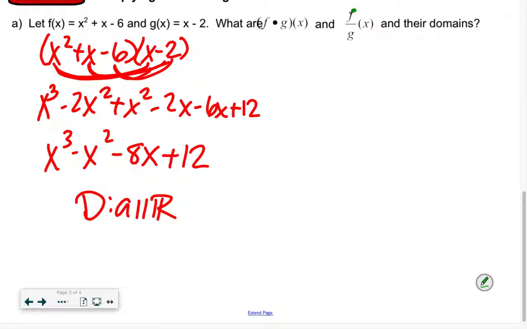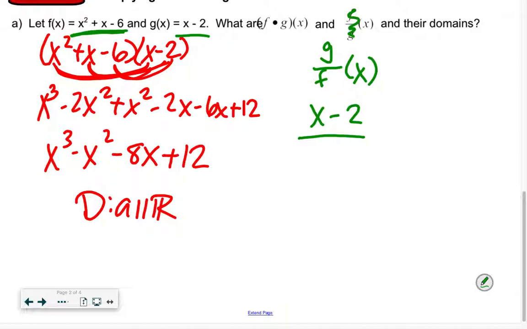Okay, again, we're going to cross this off and make it g divided by f of x. So just flip it. What's going on top? G, which is our x minus 2. On bottom is my f, which is x squared plus x minus 6.